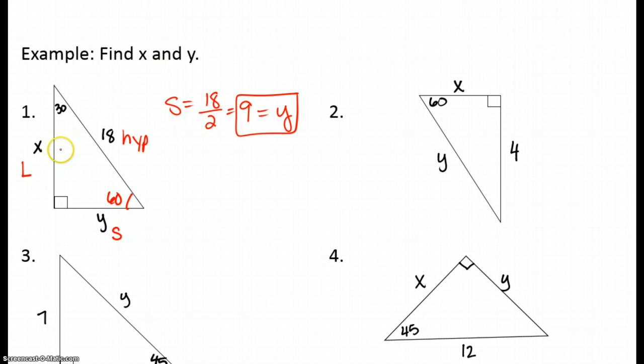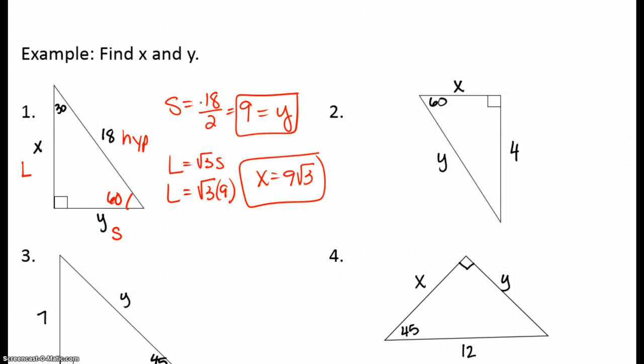To go from the short side to the long side, remember that the long side is root 3 times S. So the long side is root 3 times 9. So x equals 9 root 3.